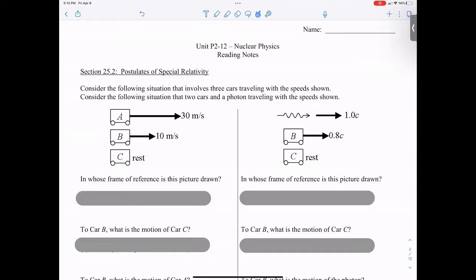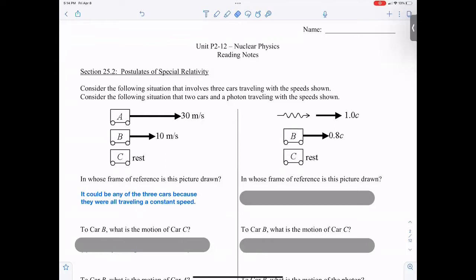Consider the following situation that involves three cars traveling with the speed shown. Consider the following situation that two cars and a photon travel with the speed as shown. Okay, so let's talk about the situation on the left first. So we have car A, B, and C. First question, in whose reference frame is this picture drawn? Well, any of these three cars could be traveling at a constant speed.